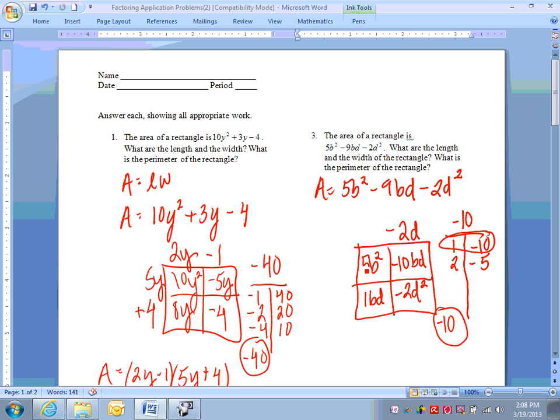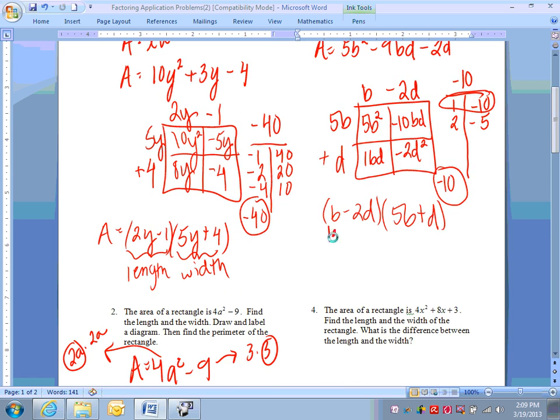Now I pull out the GCF of 5b squared and 1bd, and that is b. b is the only thing that I can pull out from those two boxes. So now I have to find the GCF of 5b squared and negative 10bd, and that's going to be 5b. And then the GCF of bd and negative 2d squared is positive d. So my factors of the area are b minus 2d times 5b plus d, and that is the length and width of my rectangle.